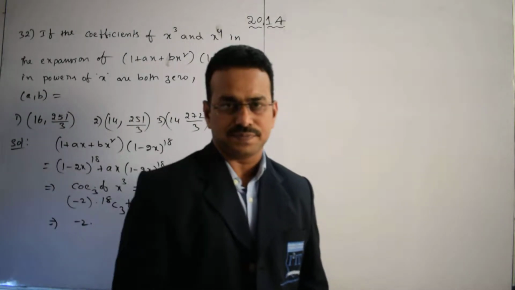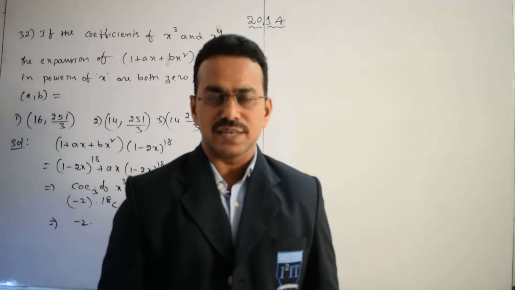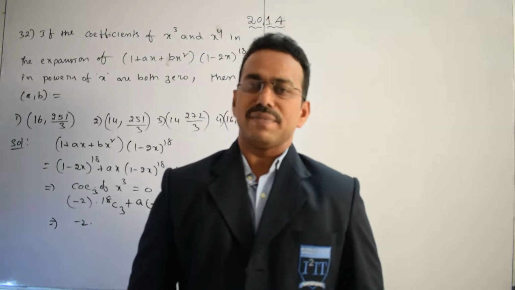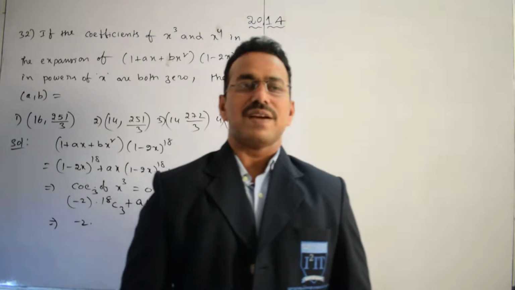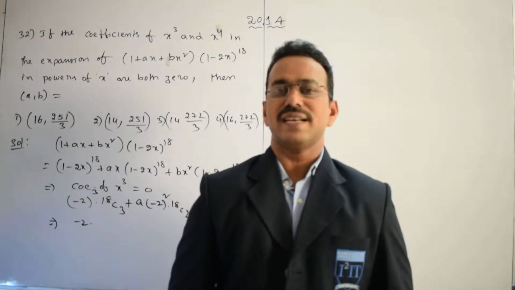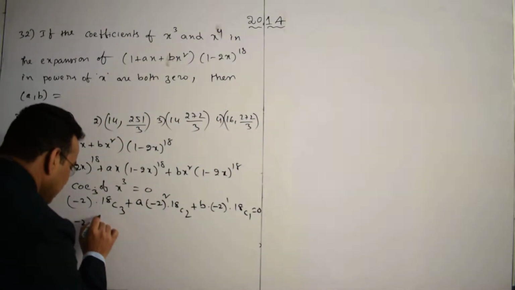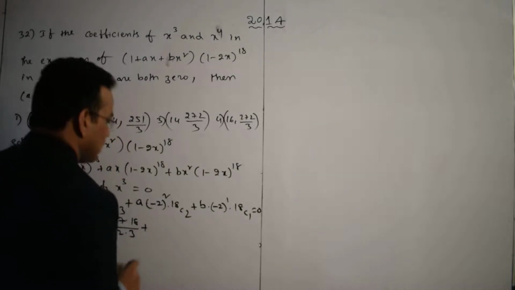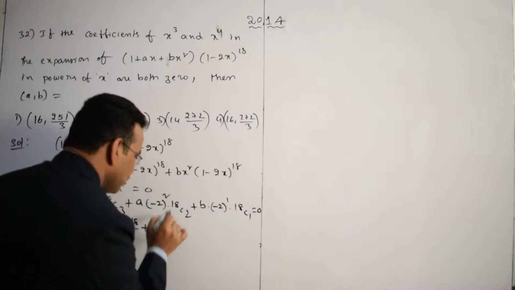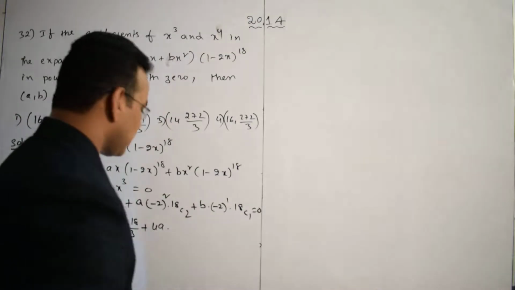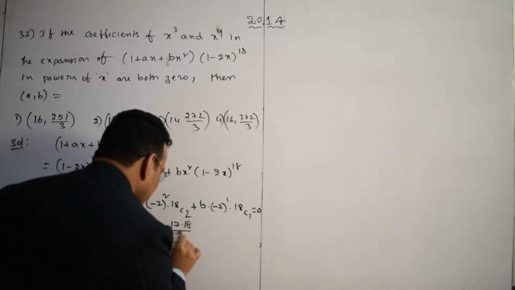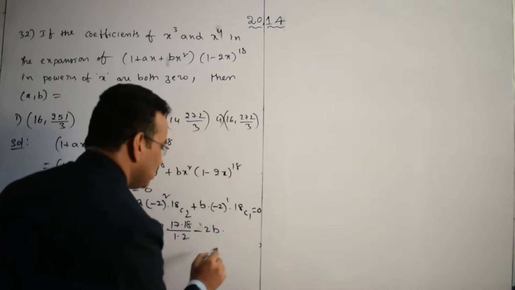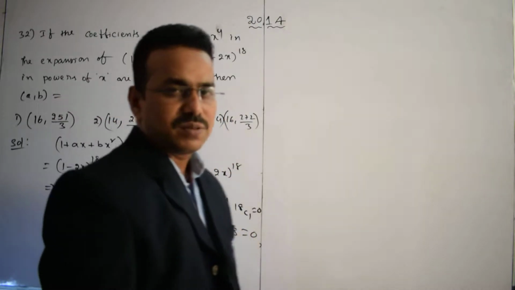What is the nCr formula? n factorial by (n minus r) factorial into r factorial. Here 18C3 means 18 factorial by 15 factorial into 3 factorial. 15 factorial gets cancelled. Then 16 into 17 into 18 by 1 into 2 into 3. Plus a is there already, (-2)^2 is 4a into 18C2, 16 factorial gets cancelled, finally 17 into 18 by 1 into 2. Plus b is there, minus 2b into 18C1 means 18 only, which equals 0.